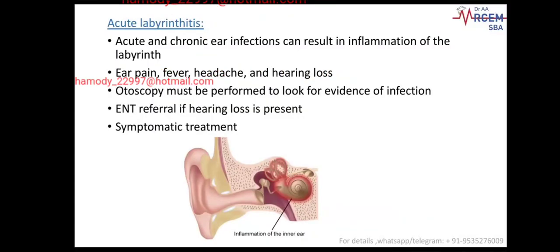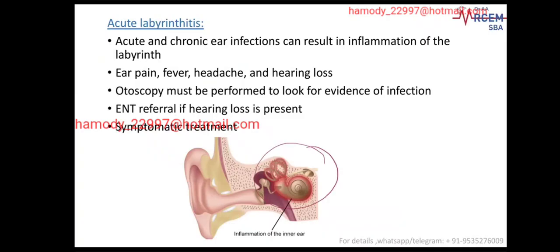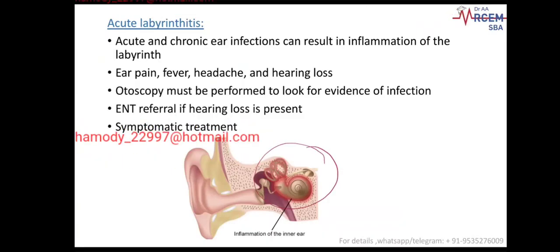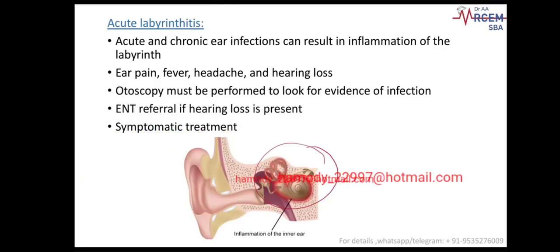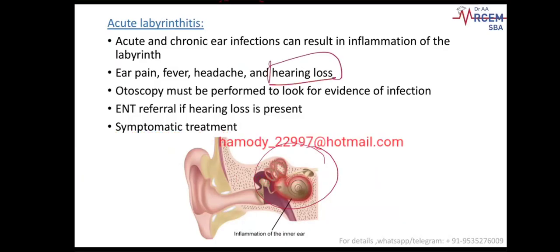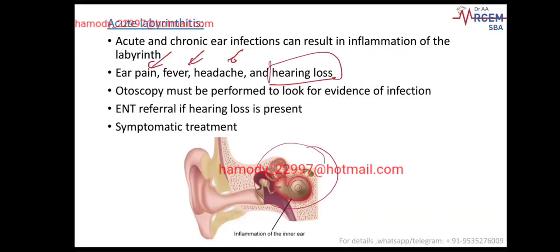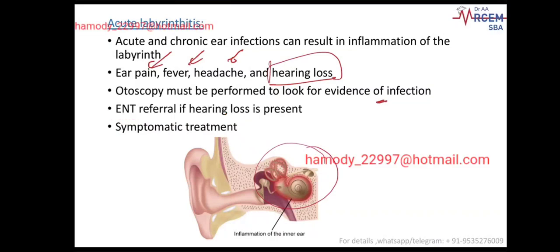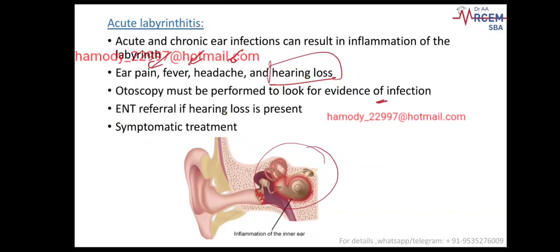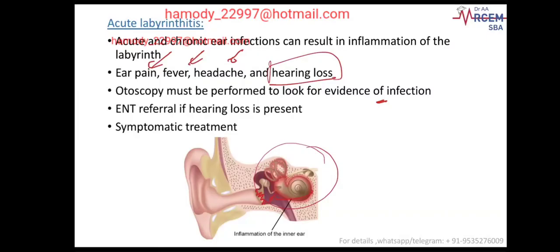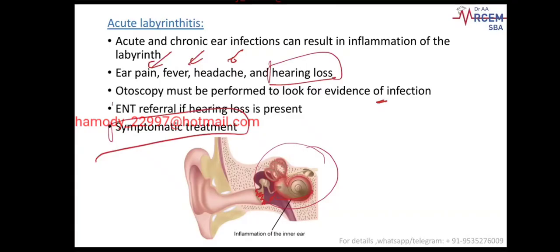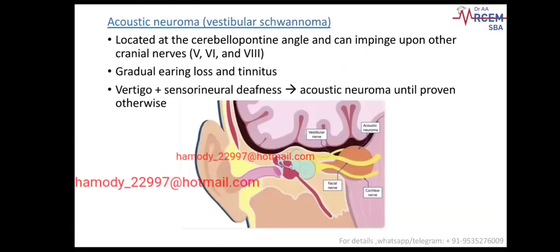Acute labyrinthitis. Infection of the inner ear is known as acute labyrinthitis. The inner ear is getting inflamed, so hearing loss will be there in these patients. They can have ear pain, headache, and fever. An otoscopy must be performed to look out for any signs of infection. For example, the tympanic membrane might be inflamed because of involvement of the middle ear. You never know, that's why you need to examine it. What is the treatment? Again, symptomatic treatment here. If hearing loss is there, the patient needs to be referred to ENT.